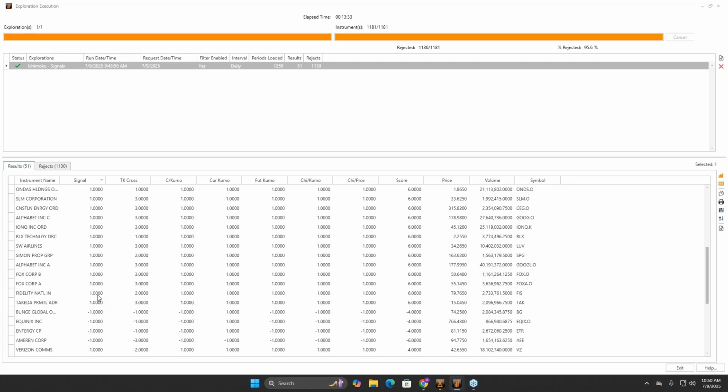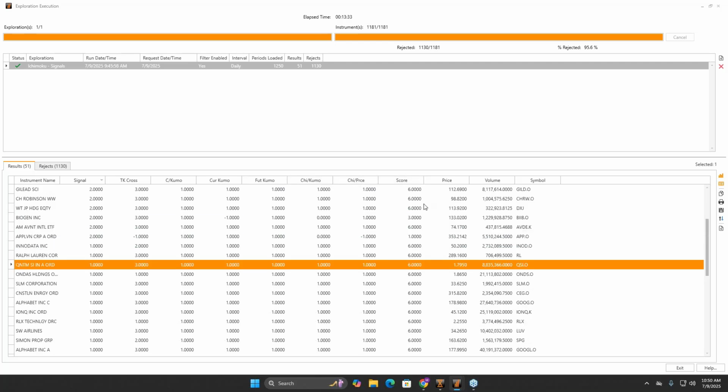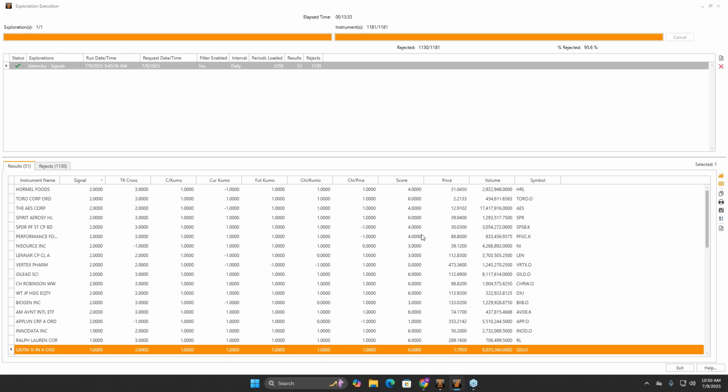Okay, the thing that I really like about this is that you have all of those things that you can look for in a score. You have the Kumo direction, is the close above the Kumo, the future Kumo, the Chikou span versus the Kumo, Chikou span versus price. And what I have right here is a score column.